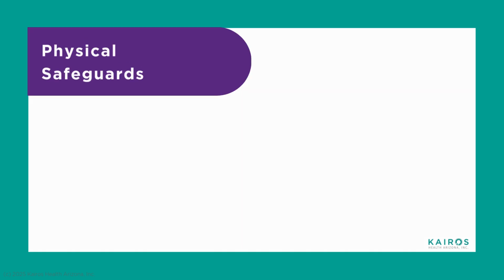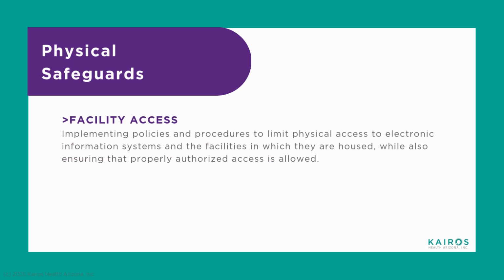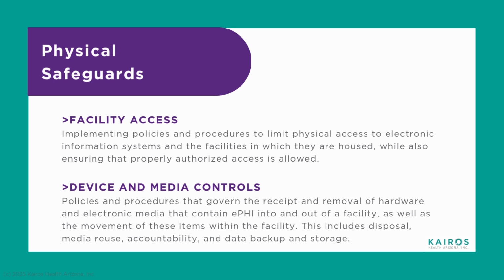Physical safeguards include facility access and device and media controls. Facility access is implementing policies and procedures to limit physical access to electronic information systems and the facilities in which they are housed, while also ensuring that properly authorized access is allowed. Device and media controls are policies and procedures that govern the receipt and removal of hardware and electronic media that contain ePHI into and out of a facility, as well as the movement of these items within the facility. This includes disposal, media reuse, accountability, and data backup and storage.